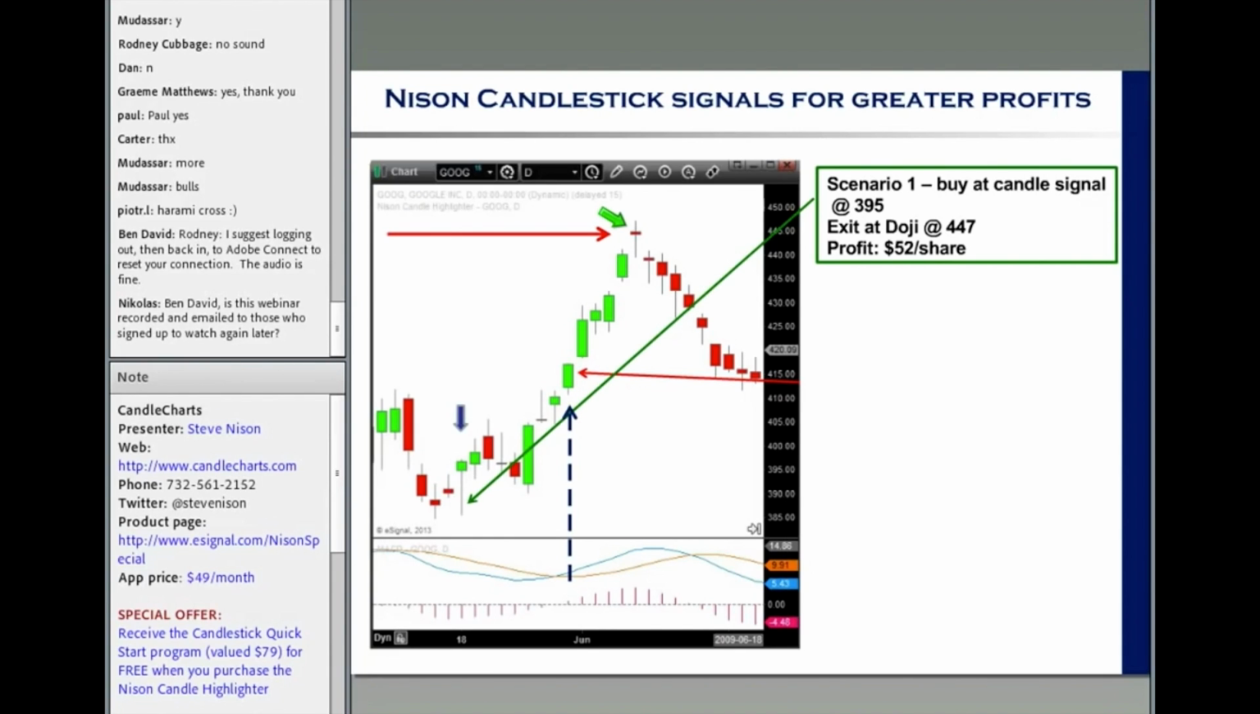Now let's say you use the MACD, which is this. It's a popular Western indicator. And I'm not going to go through exactly what the MACD is. I'm sure many of you are familiar with it. But essentially, it tells you when the trend is changing.